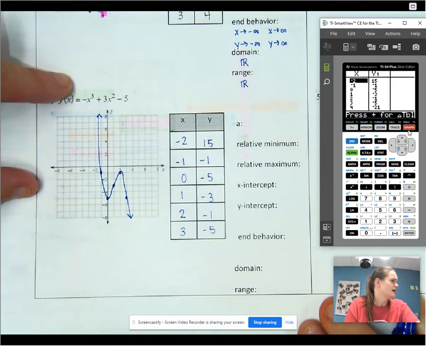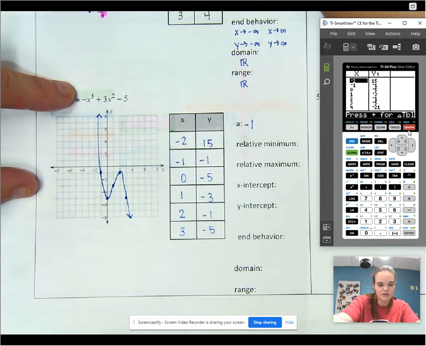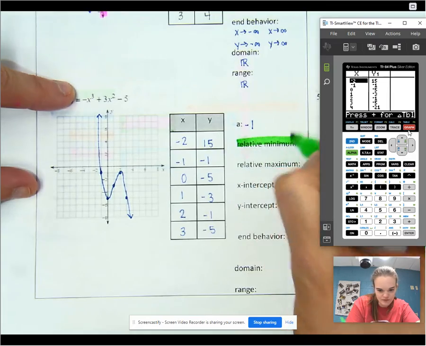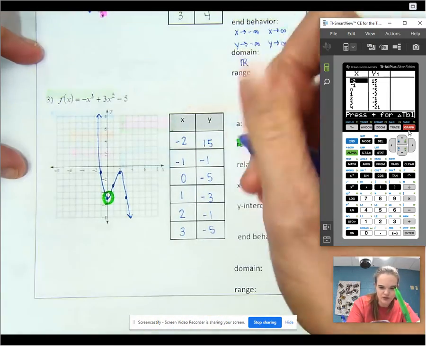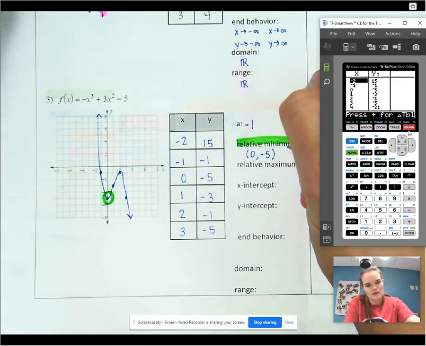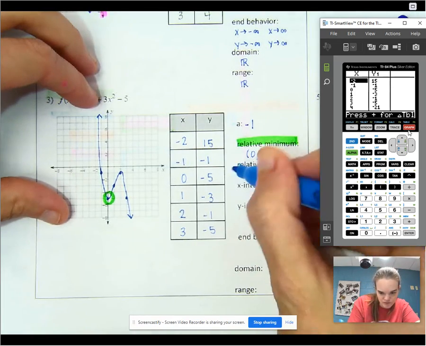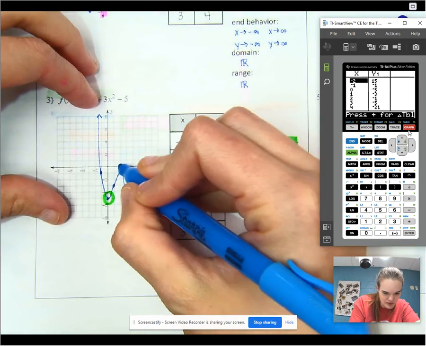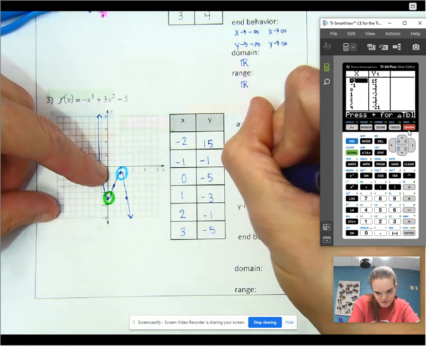Okay. A is negative 1. The relative minimum is this one, which is (0, negative 5). The relative maximum is this inflection point, which is (2, negative 1).